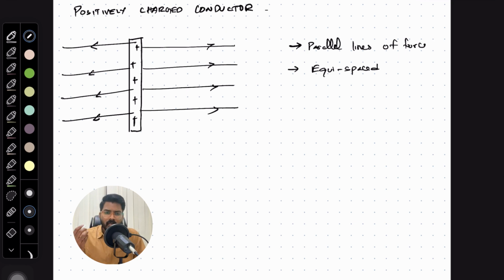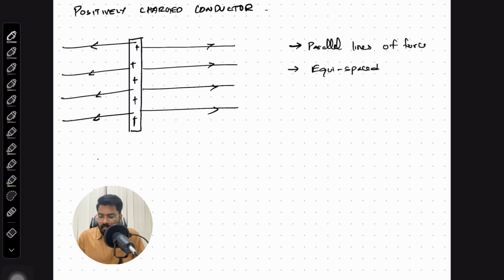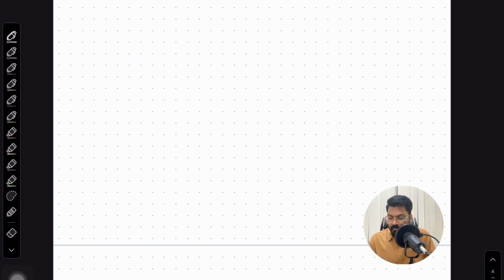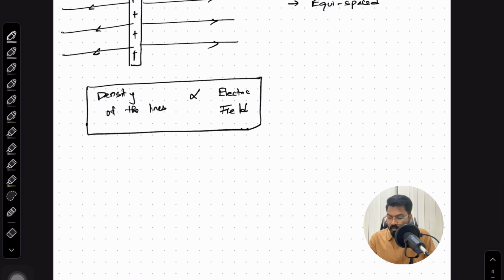A very important point here is the density of the lines. Density of the lines is how close they are together. That is directly proportional to the electric field. That is an important result we would want to remember. Density of lines is directly proportional to the electric field.